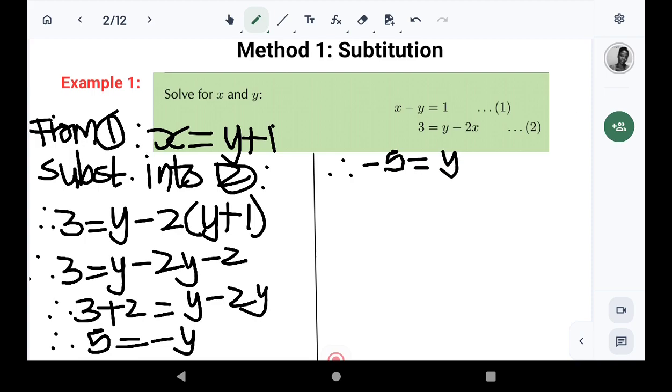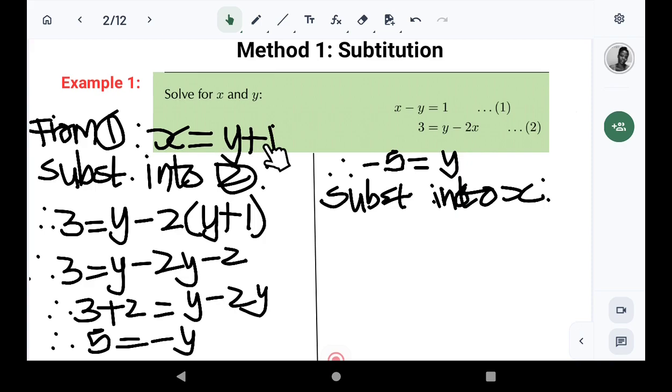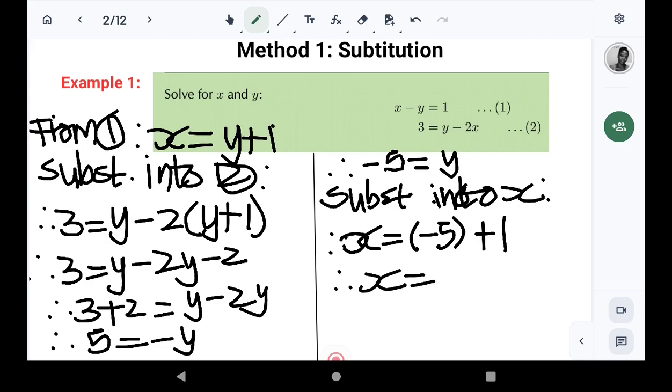You found your y. Now what you do to find your x is to substitute this y into the x. Which x? The x that you expressed as a function of y. Now all you do is substitute the value of y. Therefore, x equals, for y you put negative 5, plus 1. Therefore, x equals negative 5 plus 1, that is equal to negative 4. And that is your solution. X equals negative 4 and y equals negative 5.